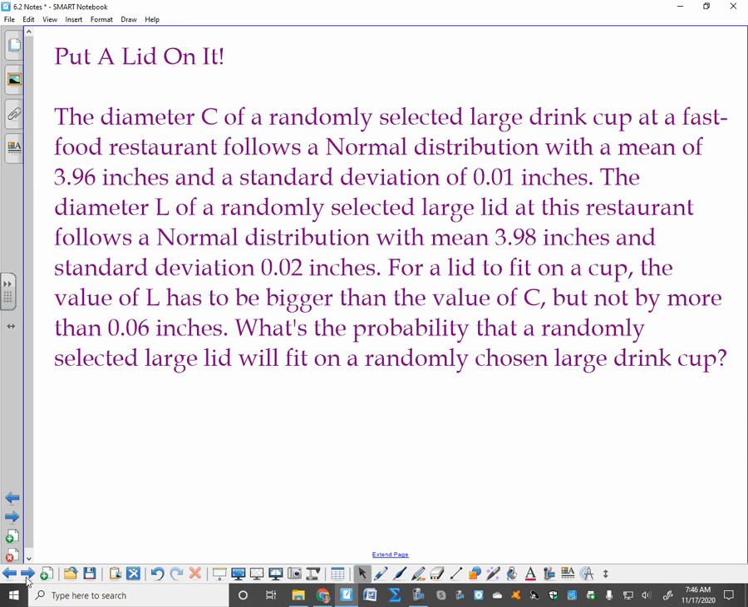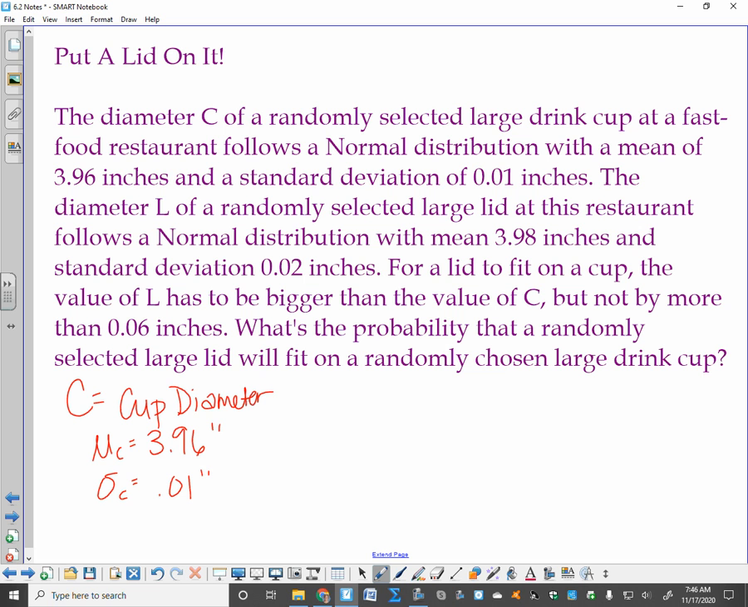The diameter C of a randomly selected large drink cup at a fast food restaurant follows a normal distribution with a mean of 3.96 inches and a standard deviation of 0.01 inches. Okay, so C is the cup diameter, and mu sub C is 3.96 inches, and sigma sub C is 0.01 inches.